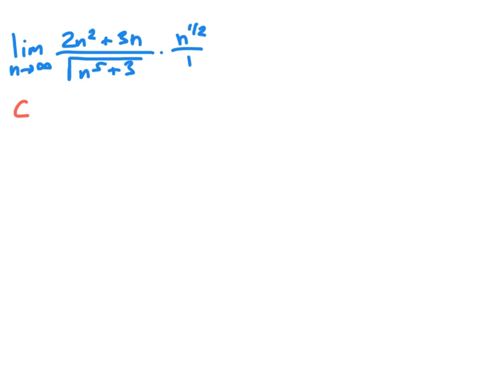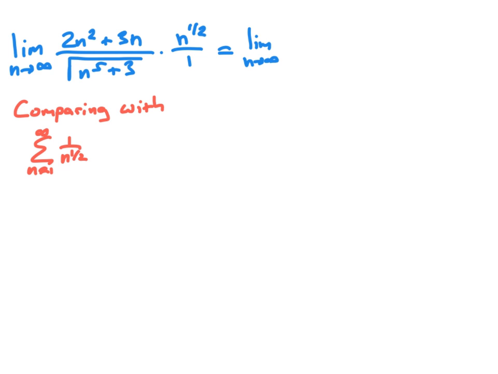But notice here that what we're doing is comparing with the series without the constant of 2, just like we did in the previous example. We're just comparing with this series 1 over n to the 1/2. And that'll make the limit a little bit easier to compute without having that constant floating around. And so that's what we're doing here with this limit computation. And so, of course, this is the limit as n goes to infinity.